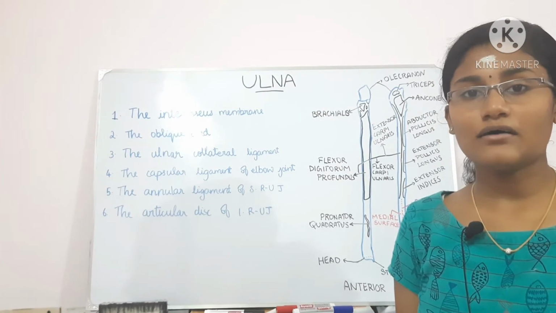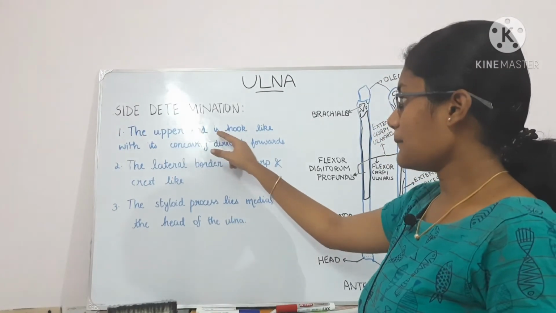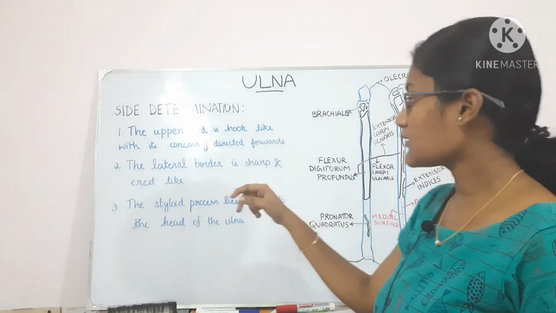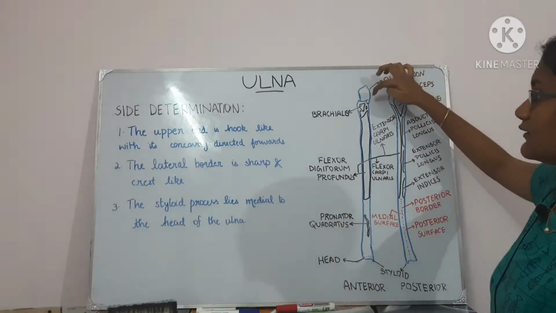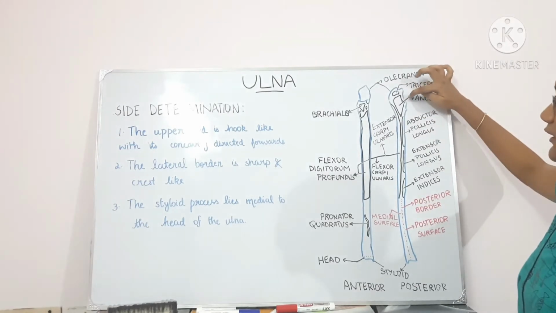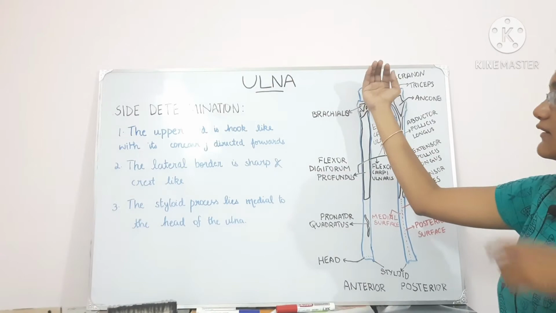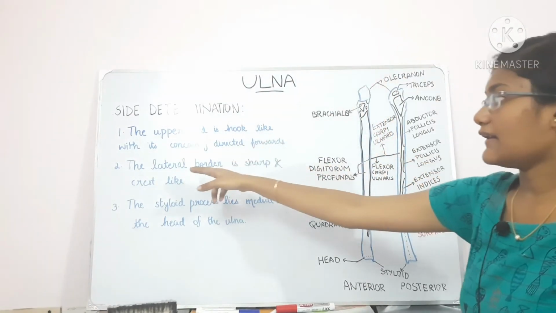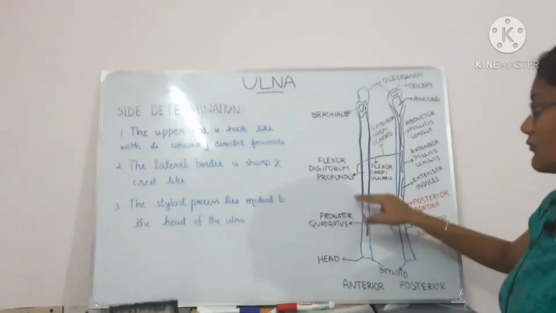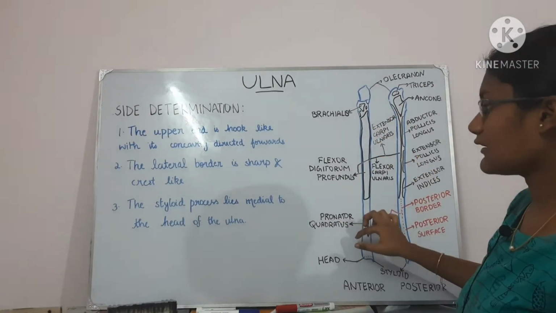Now let's talk about the side determination of the ulna. The upper end is hook-like and its concavity is directed forwards. That means this is the upper end and this is the olecranon process. So it is hook-like. Over here you can see it better. So it is hook-like and its concavity is directed forwards, and the lateral border is sharp and crest-like. We already talked about the lateral border, which gives attachment to the interosseous membrane, and it is sharp and crest-like.